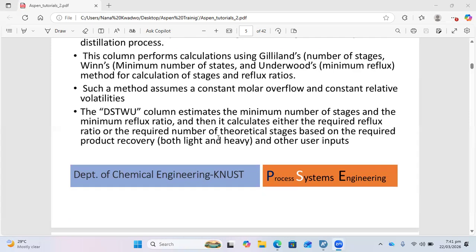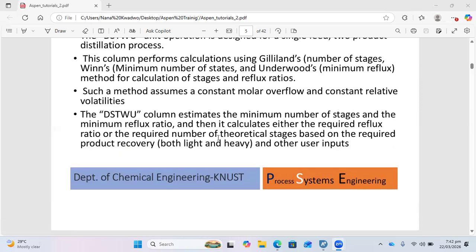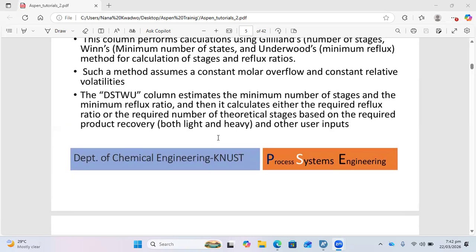So we have some of these methods that we can use for some of these calculations. And for the DSTWU, it's going to apply these things.